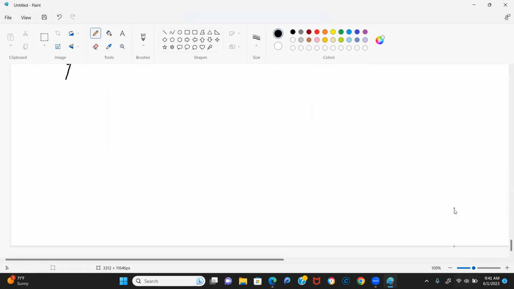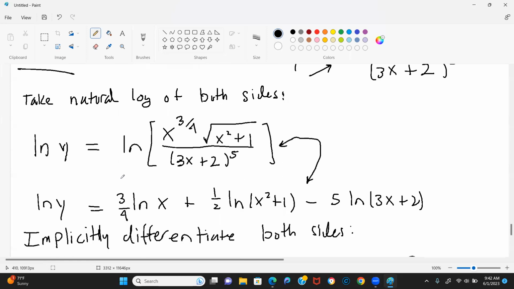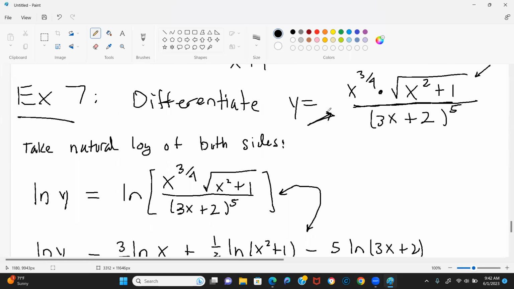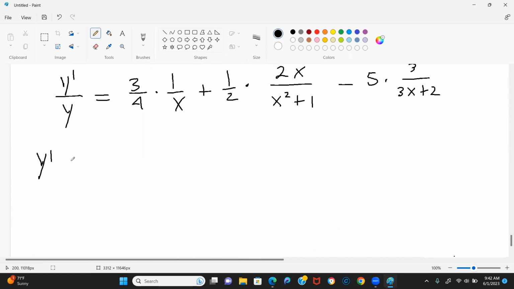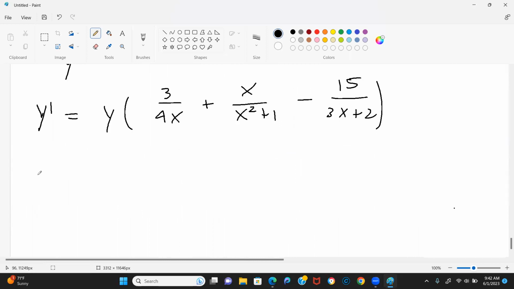Now you might protest, well, look at this, there's this y here, and so this won't show y prime explicitly as a function of x, but we can substitute back in and get that. Because remember, this is y itself right here. So we're going to multiply both sides by y. So what we get is y prime is equal to y times 3 over 4x plus x over x squared plus 1 minus 15 over 3x plus 2. And then we'll just substitute in for y.